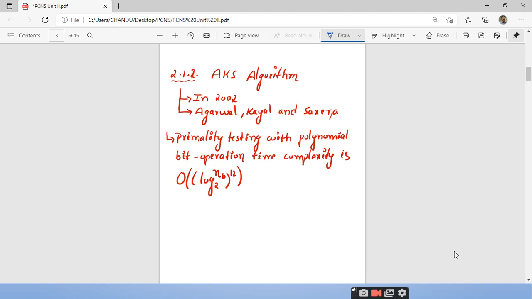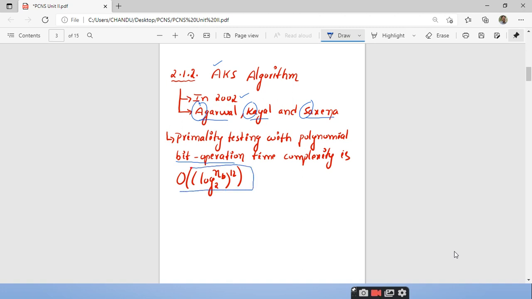So there is another category of algorithm. There is another algorithm in this category, the AKS algorithm, which was developed in the year 2002 by Agarwal, Kayal and Saxena. That is the reason they have kept the name as AKS algorithm. They developed an algorithm for primality testing with polynomial bit operation time complexity.